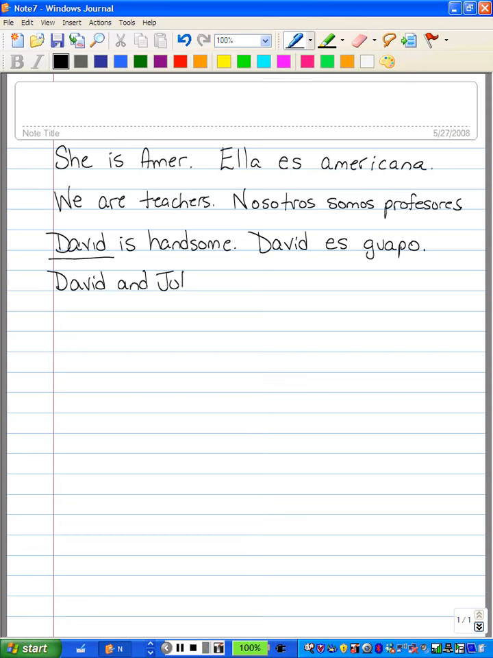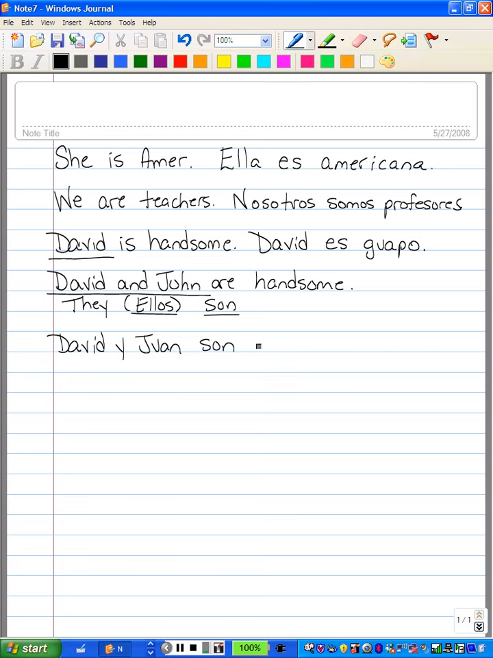If we say David and John are handsome, David and John would correspond to the pronoun they in Spanish, which is the word ellos. So the verb that goes with ellos is the word son. So to write this sentence in Spanish, you would say, David y Juan son guapos. Son meaning are, corresponding to they are.